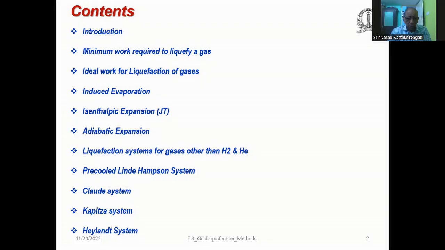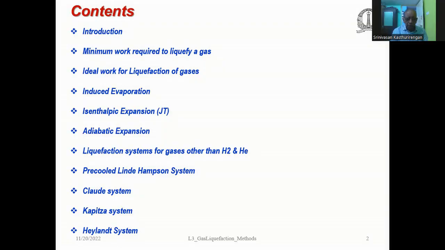We will introduce the gas liquefaction. What is the minimum work requirement to liquefy a gas? And also we will find out what is the ideal work for liquefaction of air, various components of air. Then there are basically three methods which one normally comes across, namely the induced evaporation, isenthalpic expansion, and adiabatic expansion. So we will discuss these three methods.